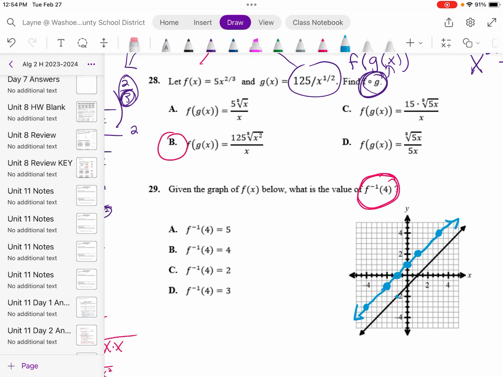And then it's just asking what is the value of f inverse of 4. So what that means is we plug 4 in for our x value. So if we plug 4 in for our x value, what's our y going to be? So all I have to do is go to 4 and see what the y value is going to be on our new graph. So if I go over to 4, it's up at 1, 2, 3, 4, 5.